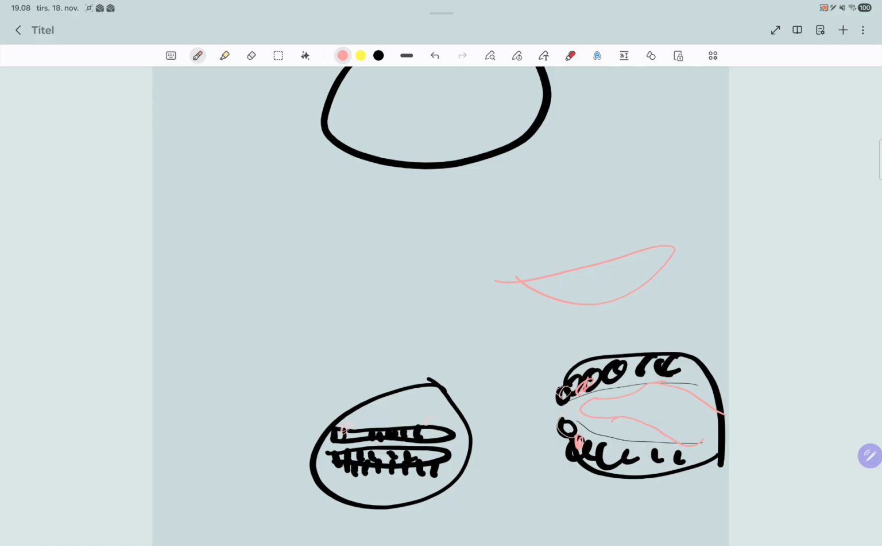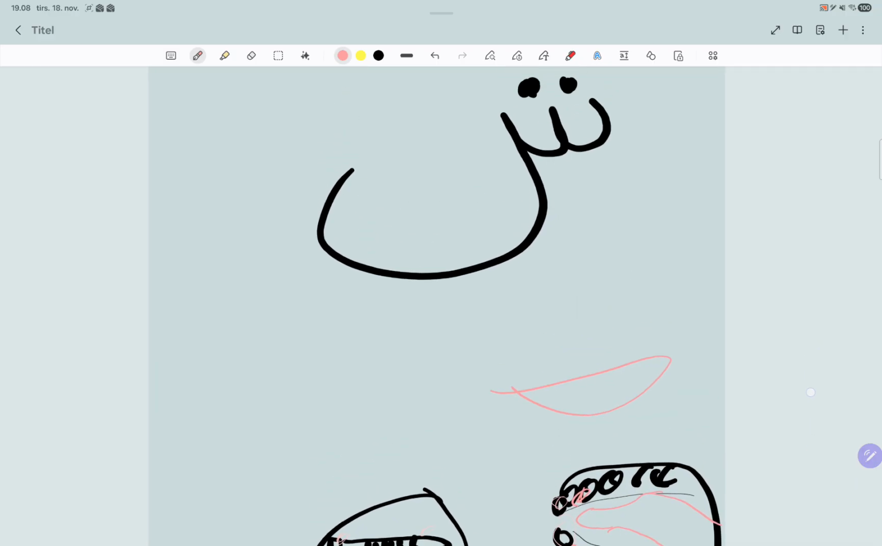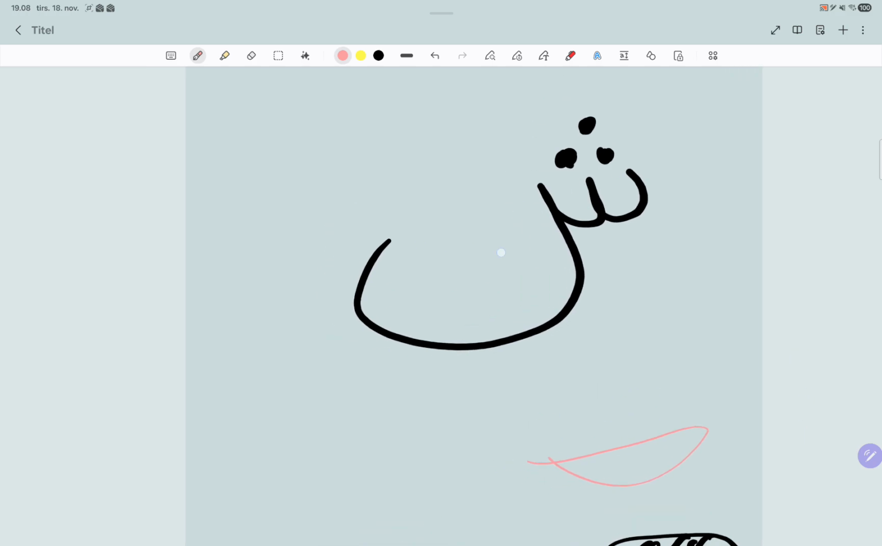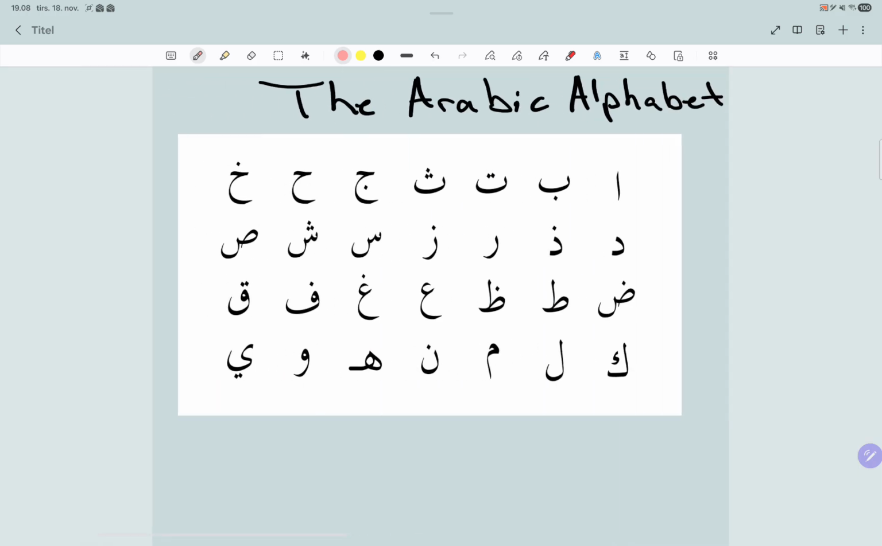Okay. This was the lesson for today, and I hope you benefited, and remember to practice it a lot. So today we learned 6 letters. We learned dal, dhal, ra, zai, seen, sheen. Remember, you have to practice all of these a lot of times and look at them very carefully.